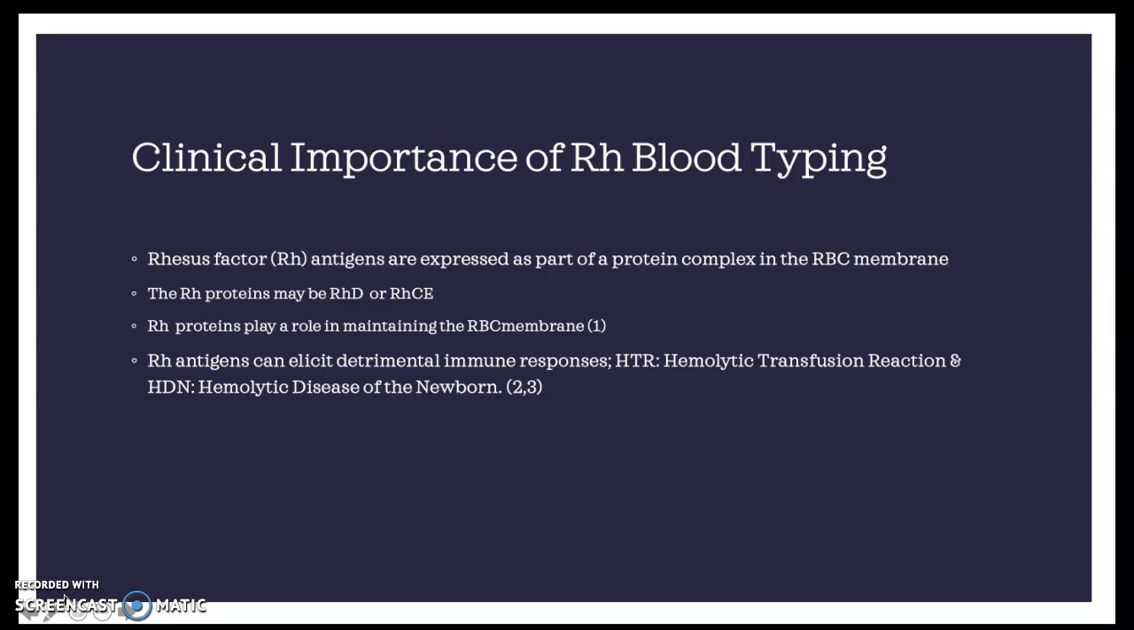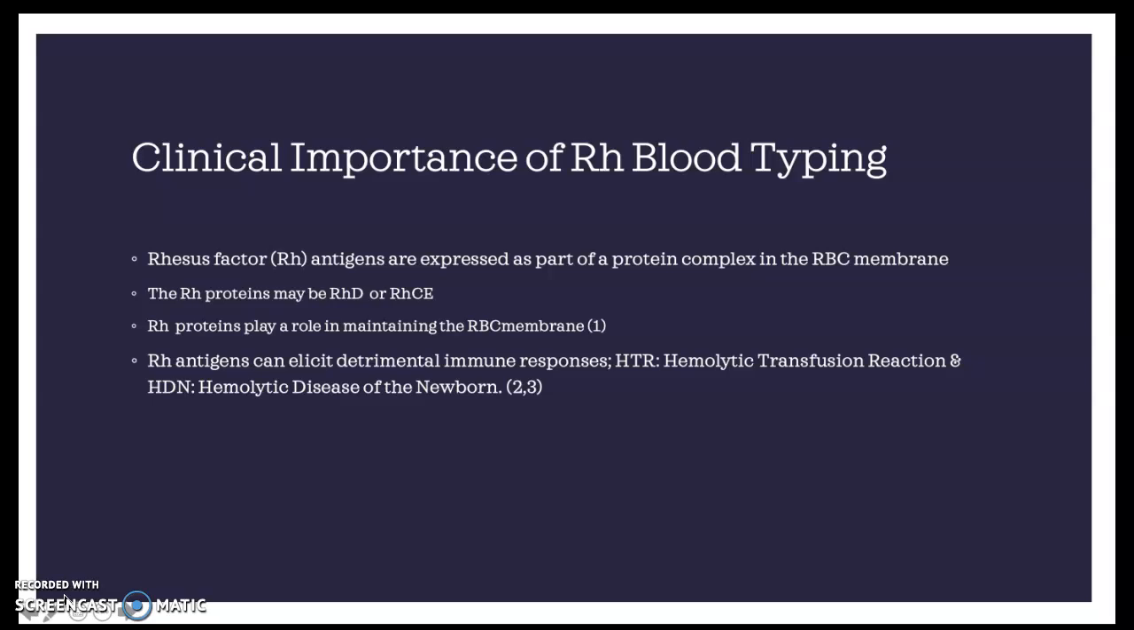People who do not have Rh proteins tend to have irregularly shaped red blood cells and tend to suffer from mild hemolytic anemia. Most importantly, Rh antigens can elicit a large detrimental immune response: HTR, hemolytic transfusion reaction, and HDN, hemolytic disease of the newborn. In the case of HTR, if the Rh antigens of the blood donor and the recipient are not matched prior to the blood transfusion, the host's immune system will attack the unknown antigens, leading to the rupture of the donor blood cells. And this can lead to kidney failure, anemia, various lung issues, and even death.